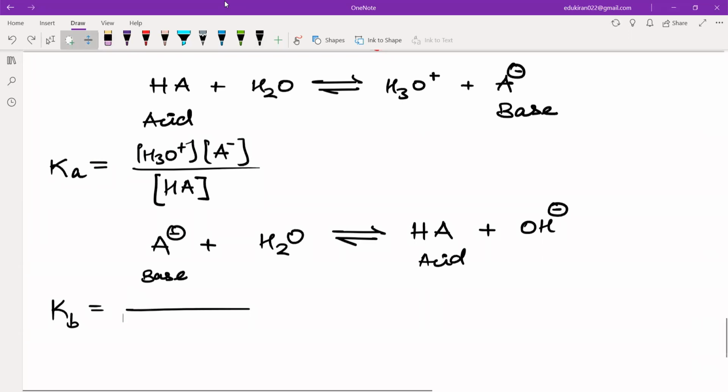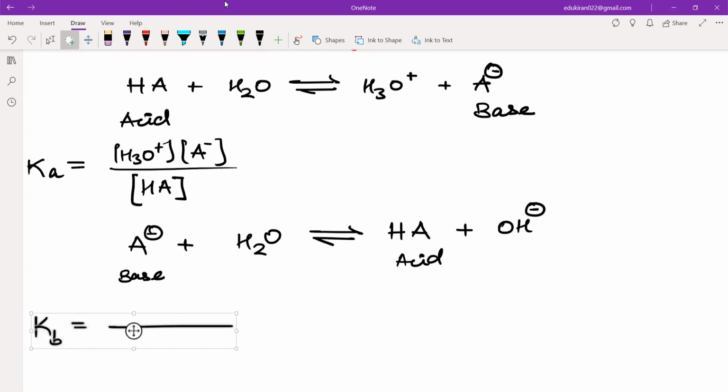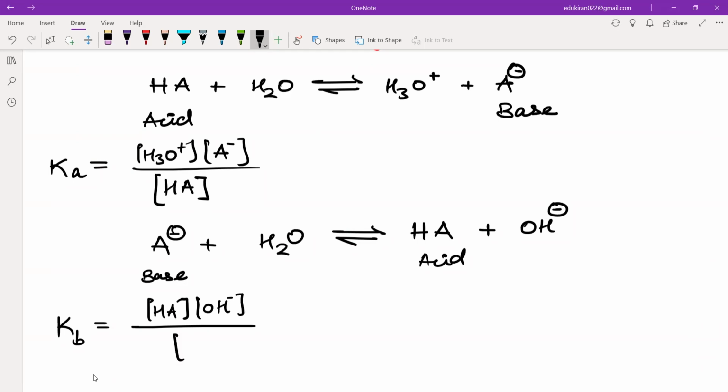Now the Kb for this reaction will be equal to the concentration of HA into the concentration of OH negative, divided by the concentration of A negative, right? So this is the Ka and this is the Kb for conjugate acid base pair.